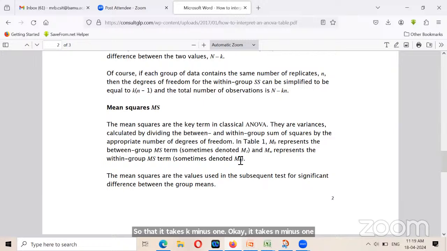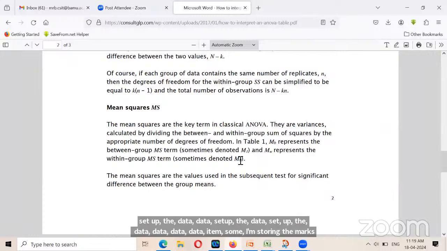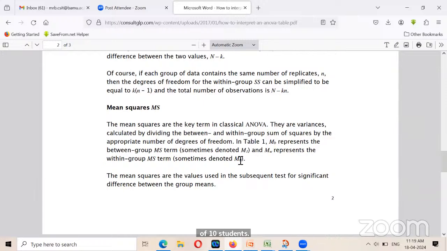When we do the within-the-group comparison, each data item is compared with another. Say I am storing the marks of 10 students. Each mark will be compared with another mark within the group. Roll number 1's marks will be compared with roll number 2's, and roll number 1's marks will be compared with roll number 3's. In that way it finds the differences. That's the reason it takes n-1 and that's the reason it takes k-1.